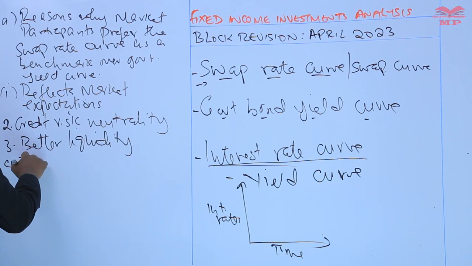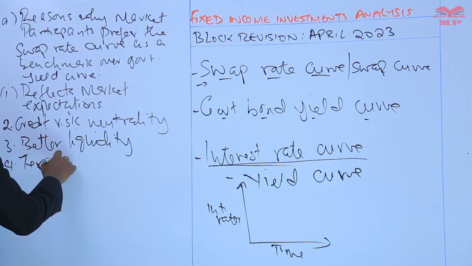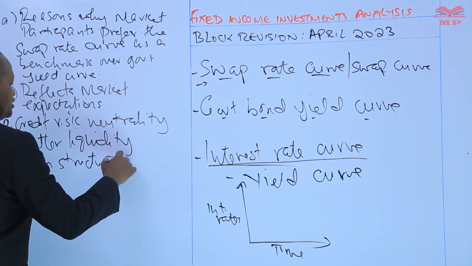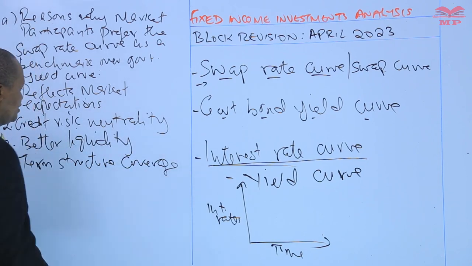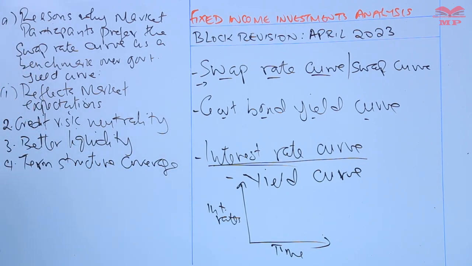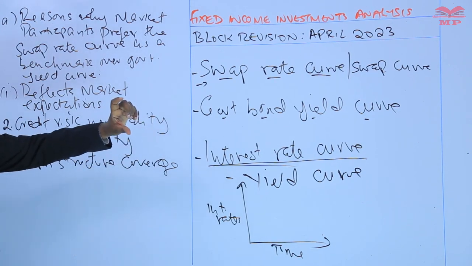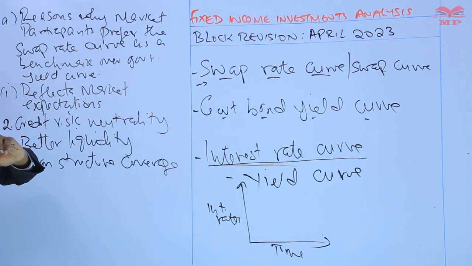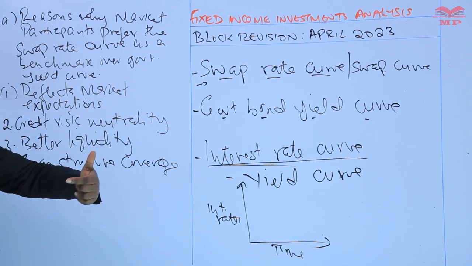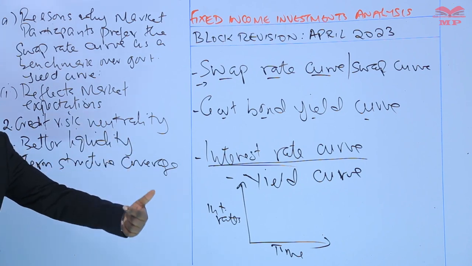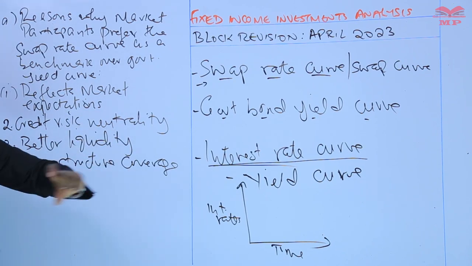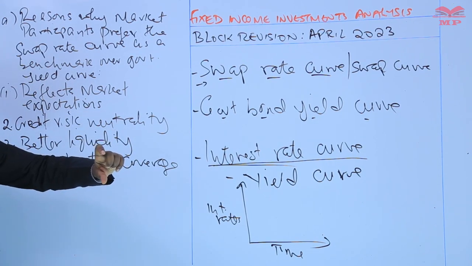Four, term structure coverage is another benefit associated with the swap curve. The swap curve covers a wider range of maturities than government bond yield curves, especially in the longer end of the yield curve. And that allows market participants to observe and analyze interest rate expectations across various tenors more comprehensively.